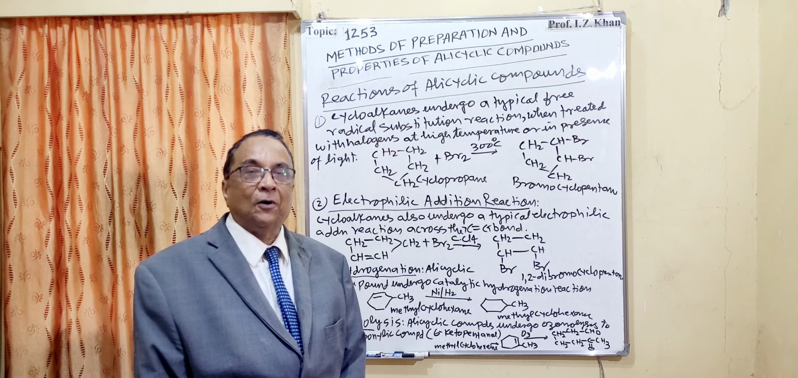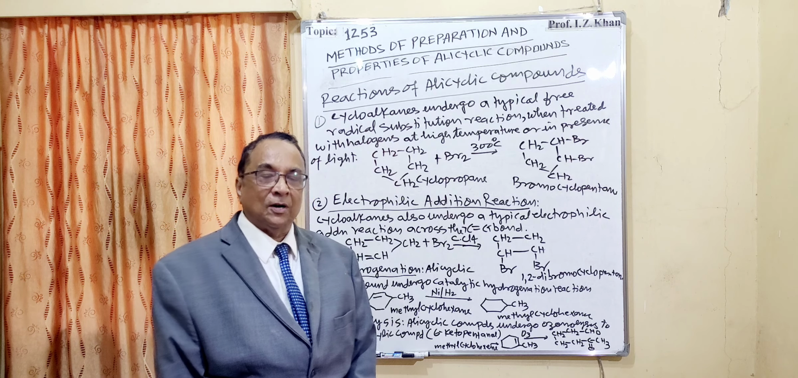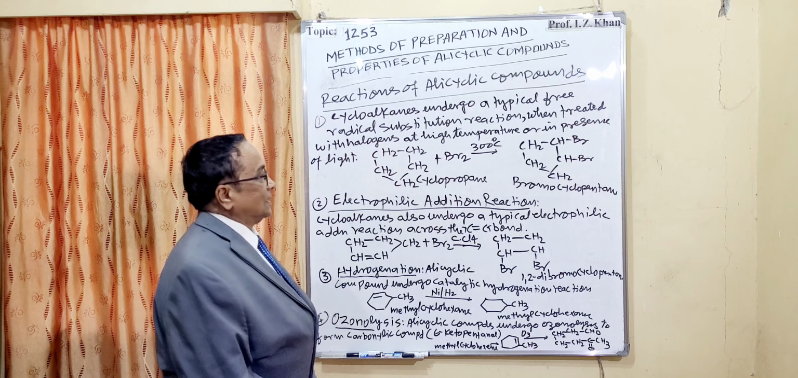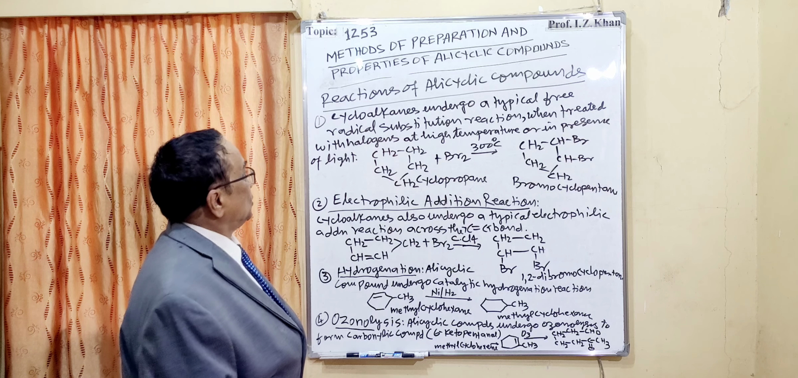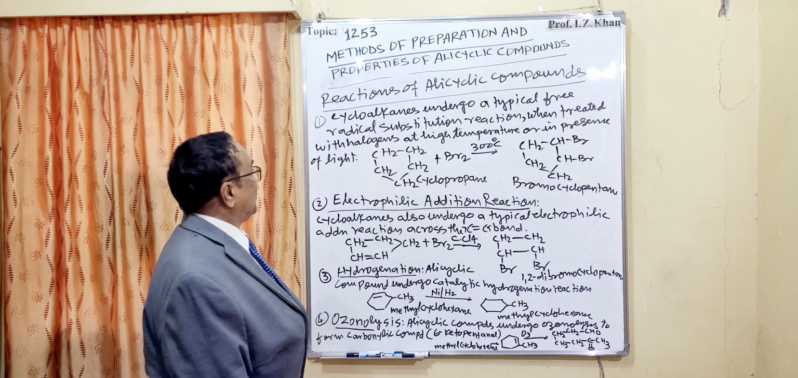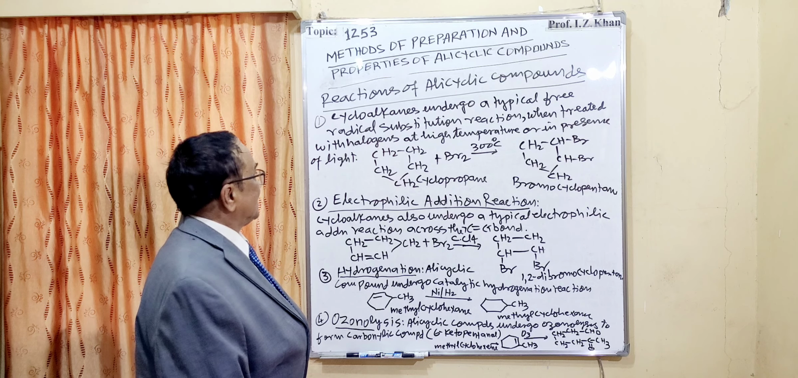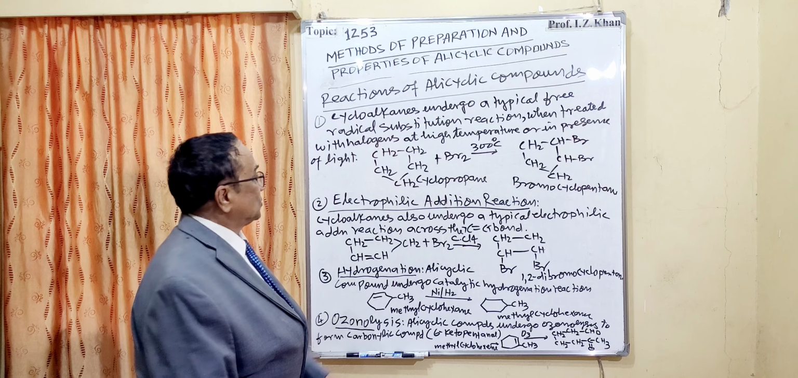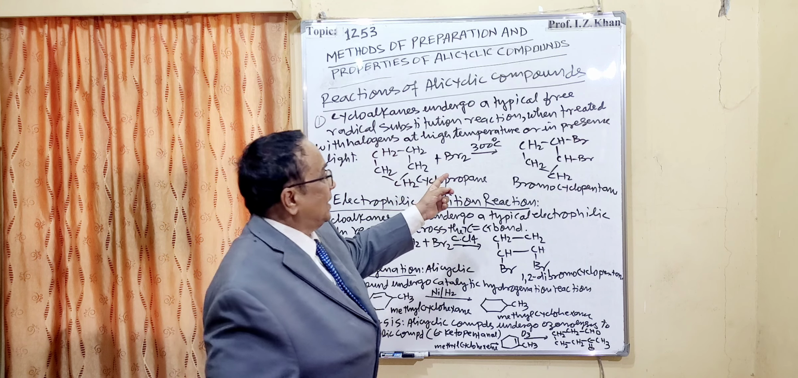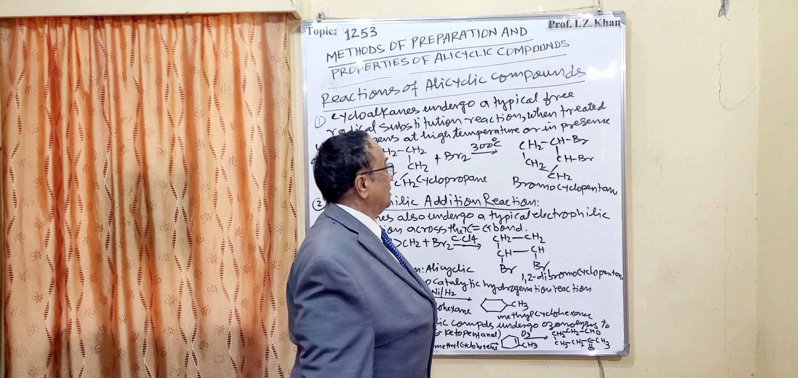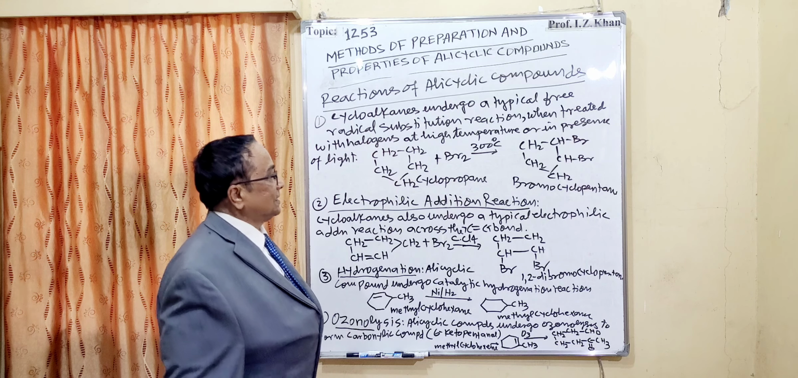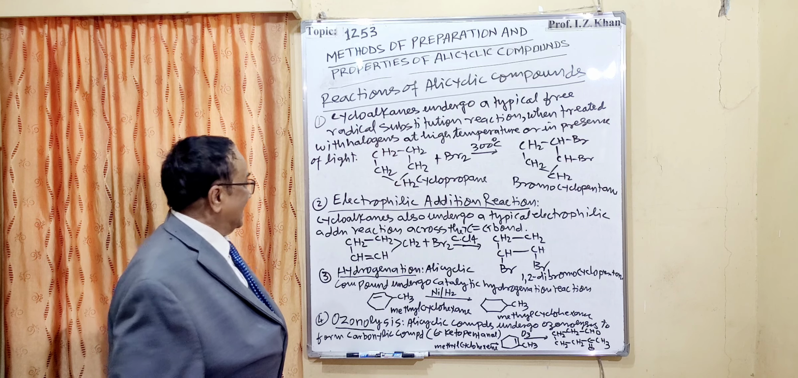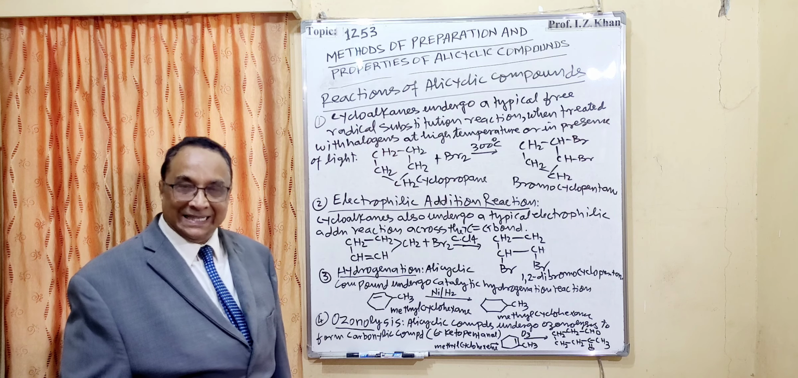It means first a free radical is formed with the help of homolytic bond fission, and that free radical will attack, and there will be formation of bromocyclopentane. So cycloalkanes undergo a typical free radical substitution reaction when treated with halogens at high temperature or in presence of light. So this is your cyclopentane, and when it is treated with bromine at 300 degrees centigrade, it is converted into bromocyclopentane.